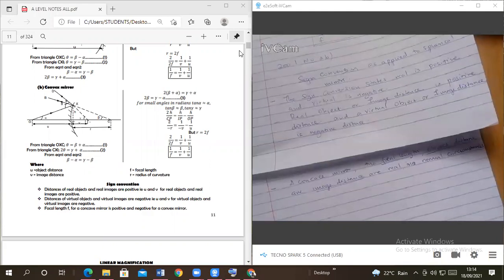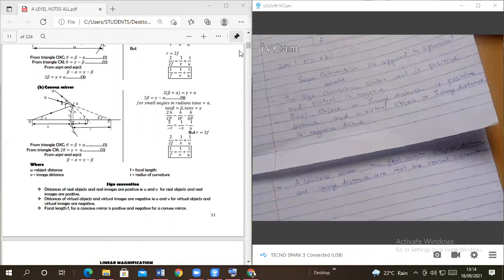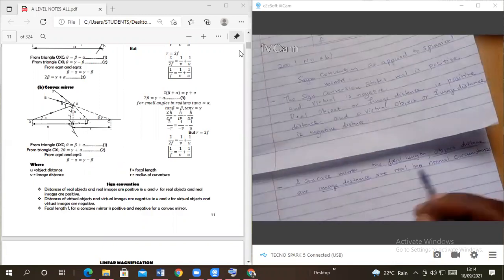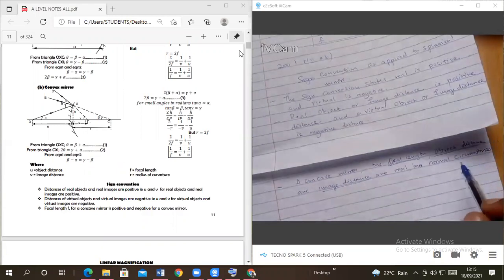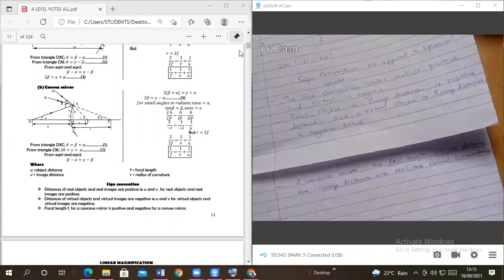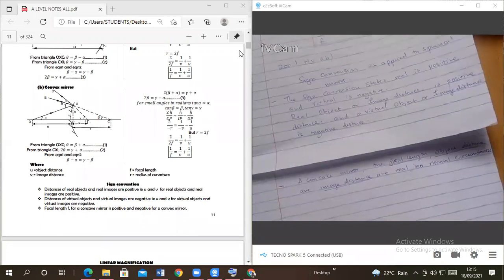Okay, that is true. So whenever the object is placed between F and P, the image distance will be virtual, meaning that the image is formed inside the mirror and it is erect, upright, and magnified. So in normal circumstances, the focal length and the object distance are real, and also the image distance will be real. They will be positive, but in the other circumstance, the one we have talked about, the image distance is virtual.